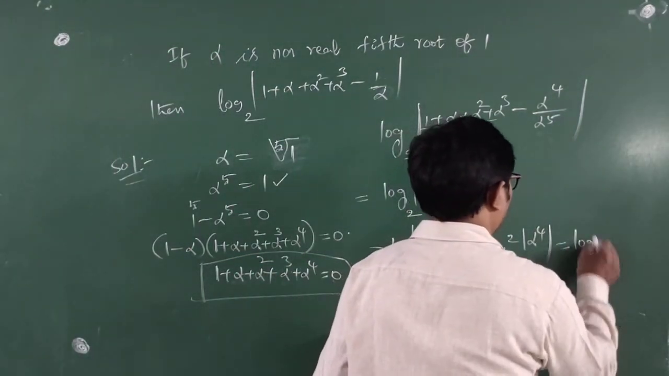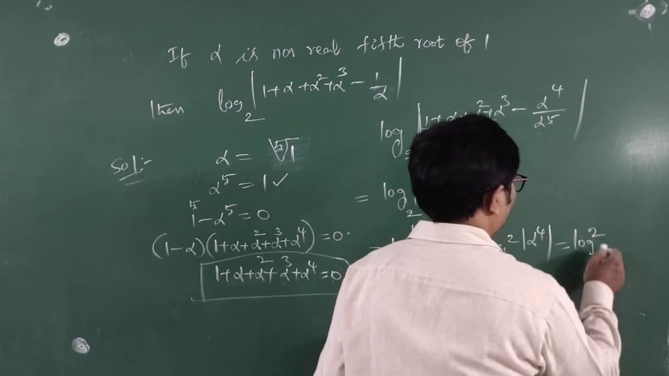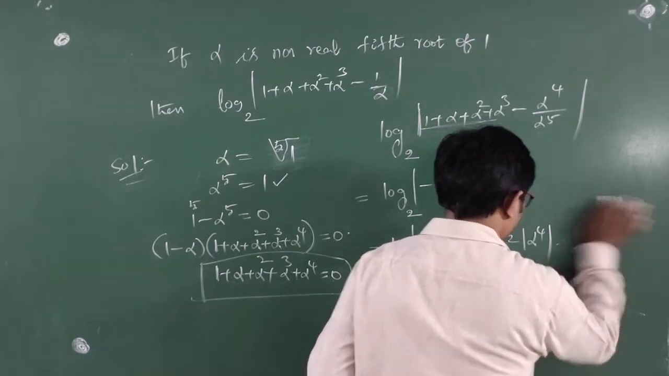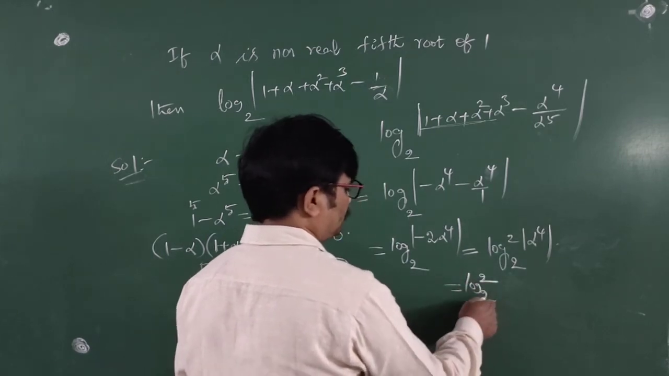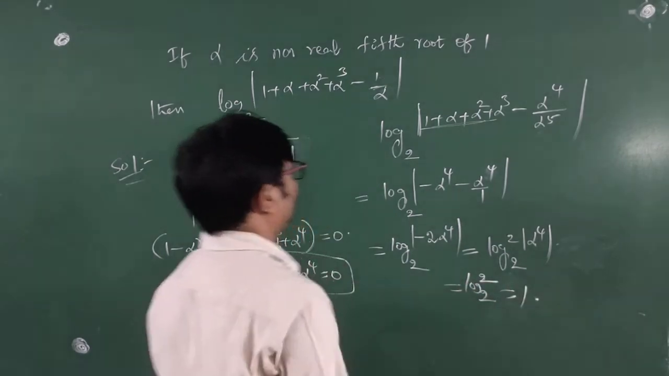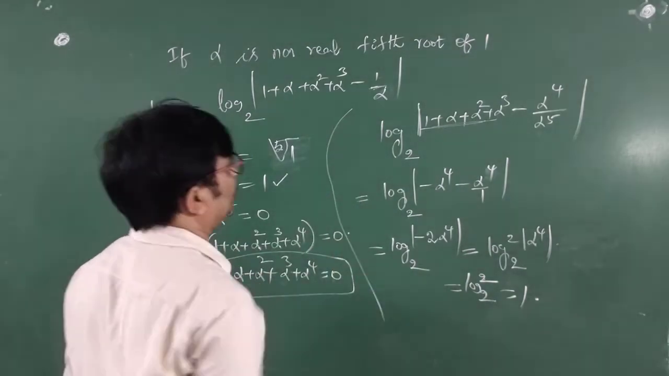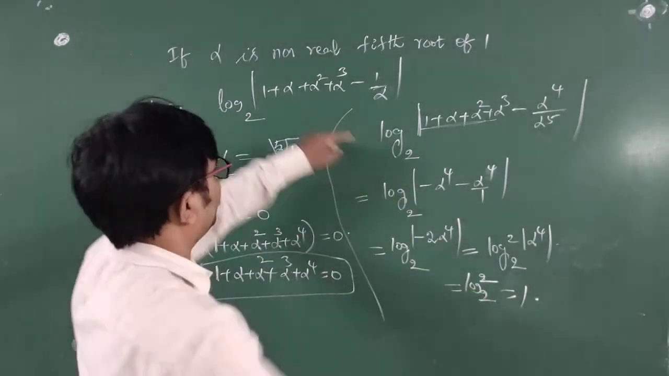So students, log 2 base 2. What is remaining here? The logarithm of log 2 base 2, then it will be 1. Okay students, what do we get here? This is 1. How do we write the first one?